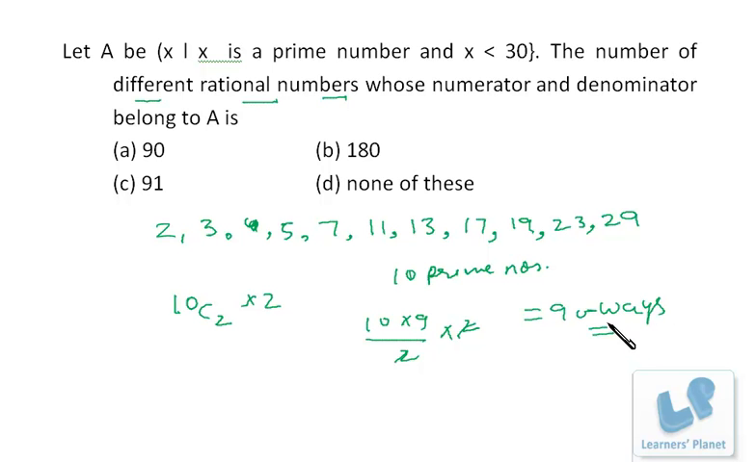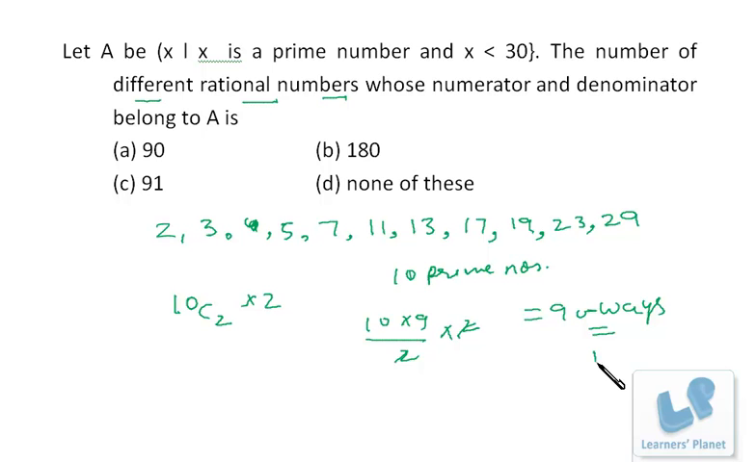So in all, 90 numbers we will be getting, plus one more number, that is 1, right? If each prime number is divided by the same number itself, we'll be getting 1. So we will be getting 10 times 1, but we have to find out the different rational numbers, so we'll be just counting that as a single one, right?